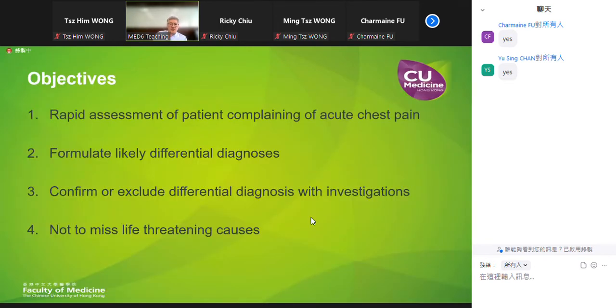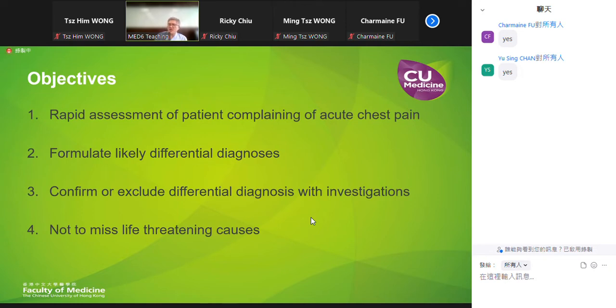So the objective in chest pain is, usually in an acute setting, a patient comes to you in an emergency scenario, and you have to be able to assess this patient quite quickly, and then very quickly come down to the likely differential diagnoses. The next step: what are you going to do to confirm or exclude the differential diagnosis, and therefore start treatment? At your stage, the important thing is good practice: always bear in mind not missing the life-threatening causes that you should not miss.